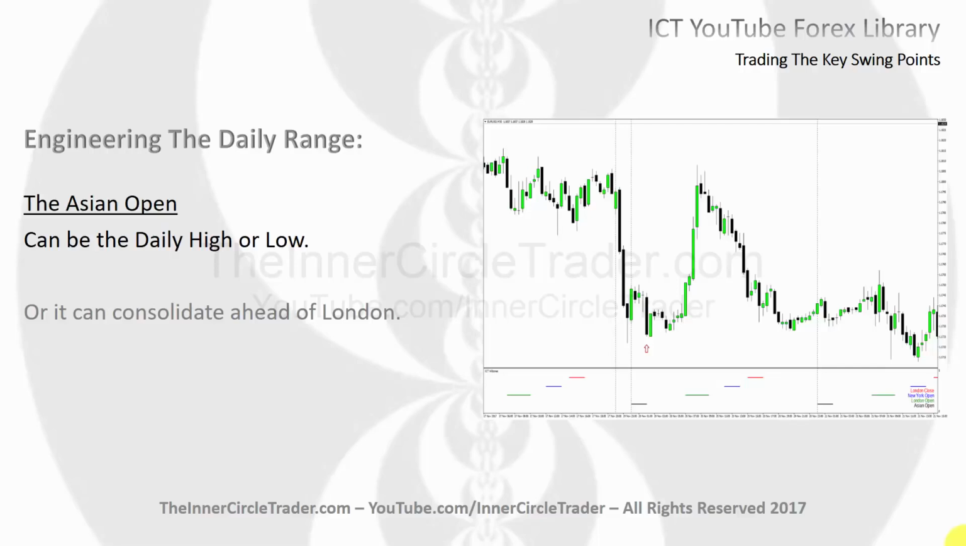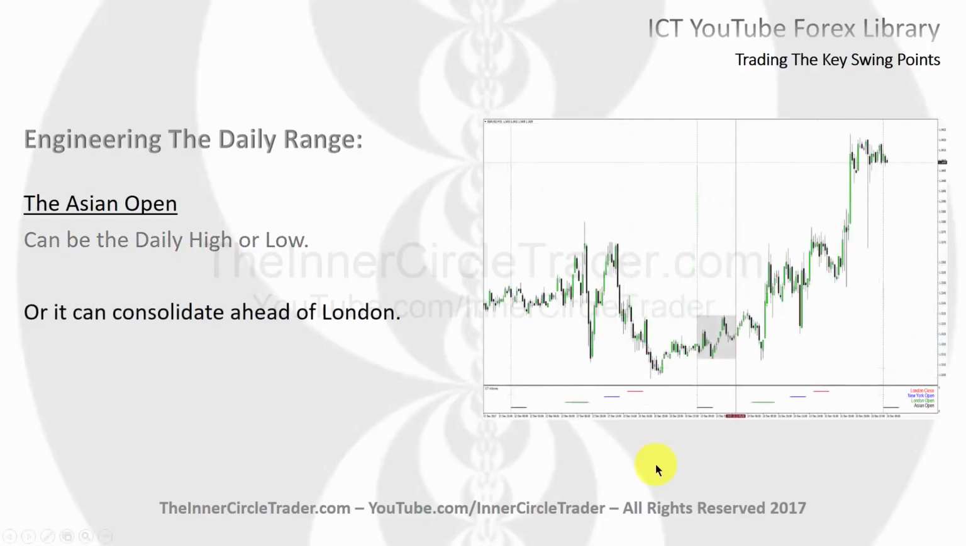In some instances, the Asian Open will create the daily high or low. As seen here in this example, the low of the day is formed during the Asian Open, and then the high is formed in the London session. Conversely, like I mentioned in the beginning, this is a typical Power 3 scenario where we have consolidation in Asia. Then when it's bullish, we create the low of the day, and then it expands throughout the rest of the day.